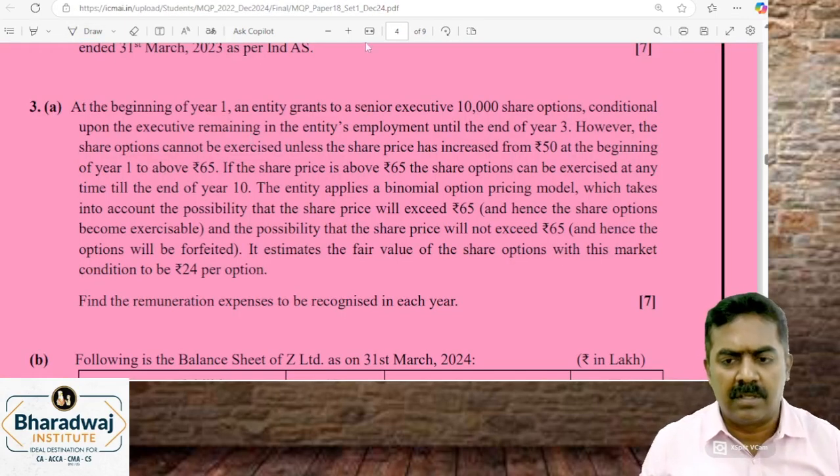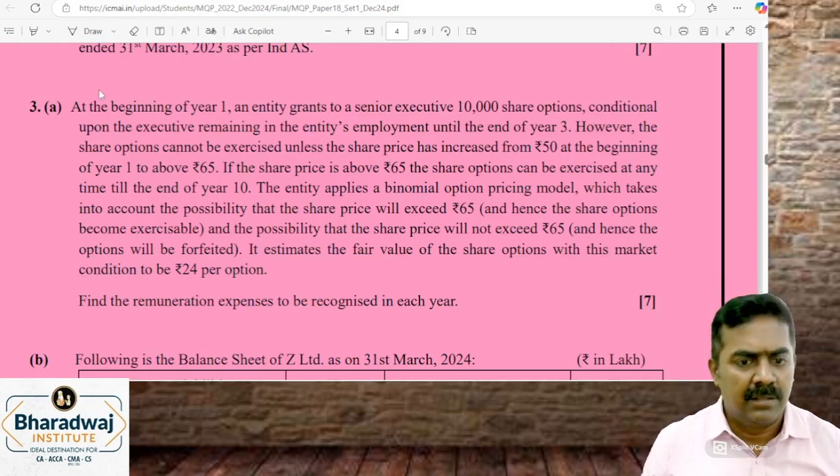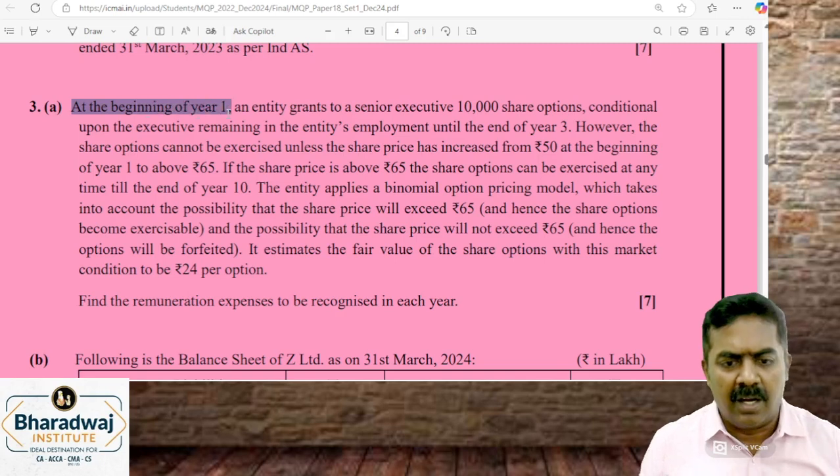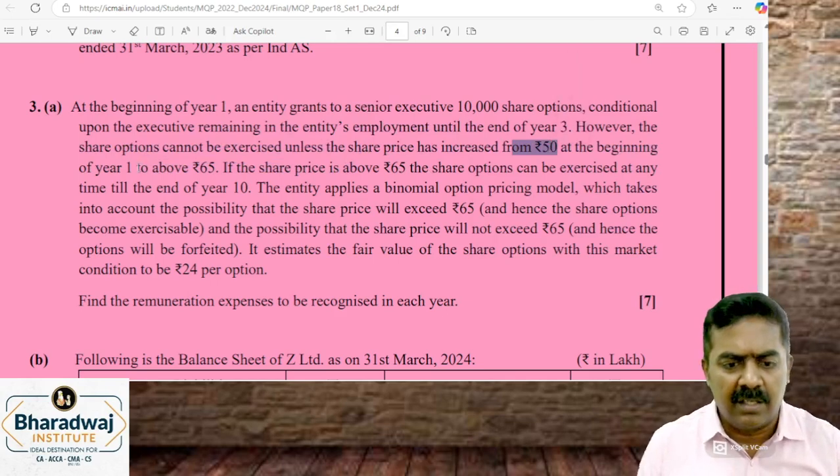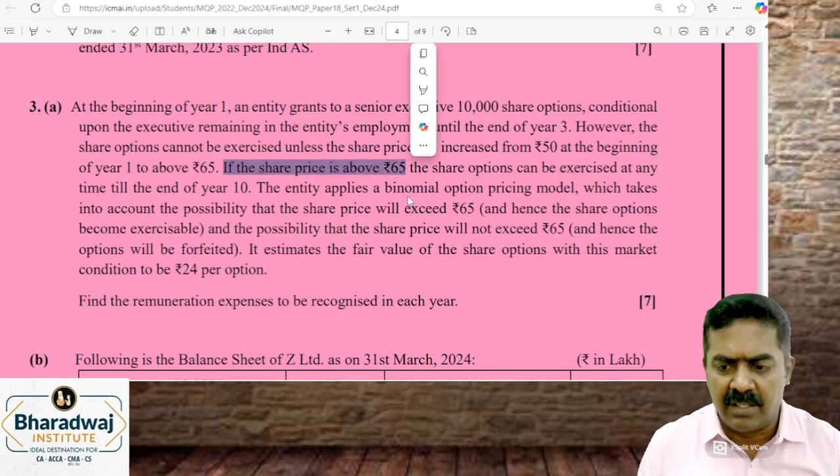This is your model test paper of December 2024. At the beginning of year 1, an entity grants to senior executives how many options? They will remain in employment for how many years? 3 years. Share options cannot be exercised unless share price has increased from 50 to above how much? 65 கொடுத்திருக்கான். The share price is above 65. Share option can be exercised anytime till what?